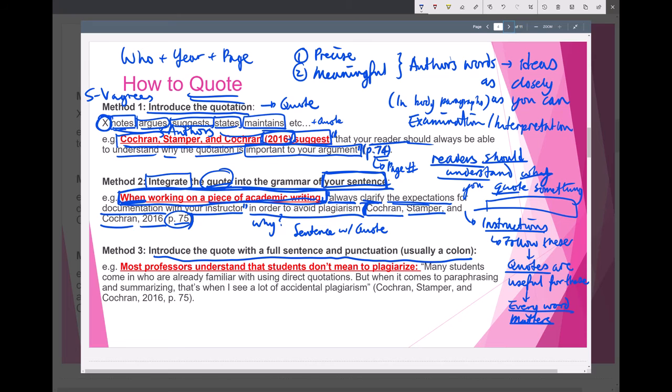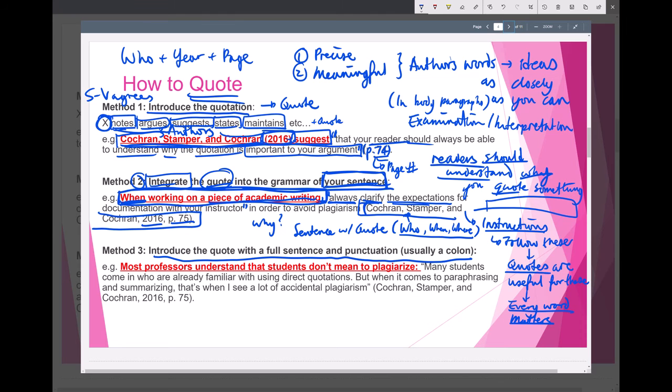The author is not mentioned in the sentence, but it's outside. So we got the who, the author, we got the when, the year, and then the where, the page, and it's all in the bracket. So if I were to clean this up a little bit, this is the section. With method 2, when you integrate the quote in your sentence and the author's name is not in the sentence, put the author's name, the who, in the brackets along with everything else, the year and the page number.